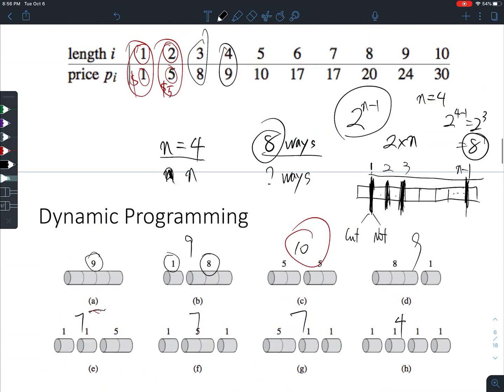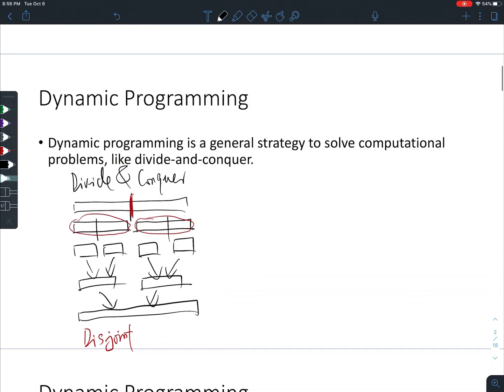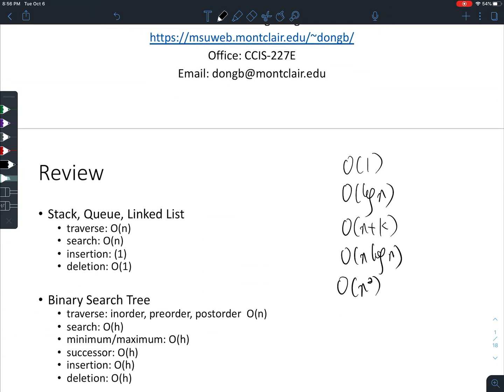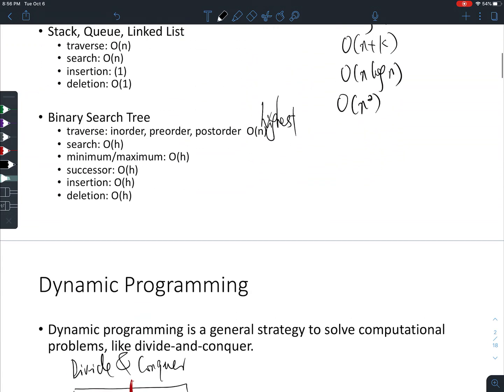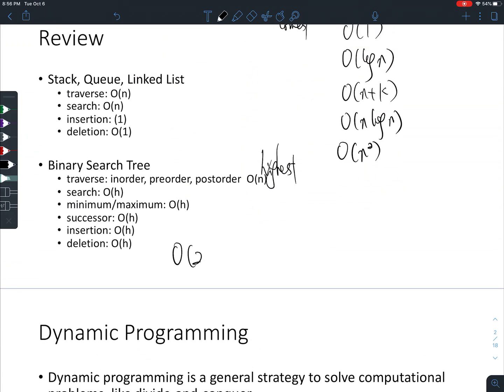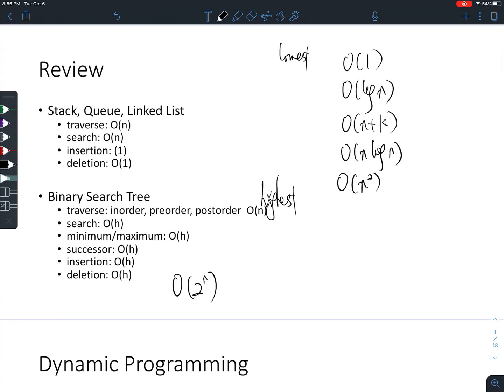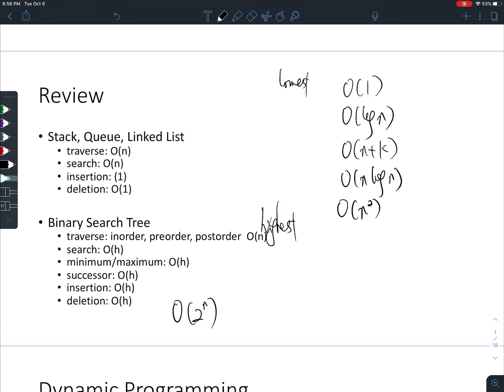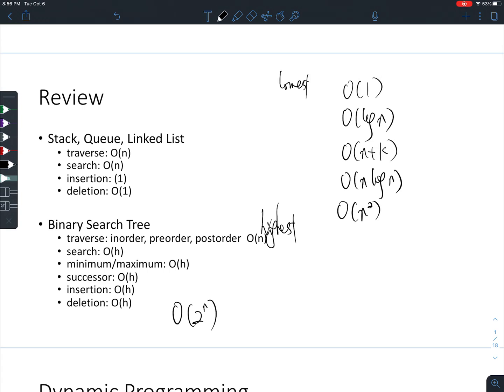Now we have learned a new complexity, 2 to the power of n, and here are the five complexities that we have learned, from the lowest to the highest. If I ask you to insert the new complexity that we learned today, 2 to the power of n, where should you put it? Should it go before O(1), between, or right after O(1)? Think about it.